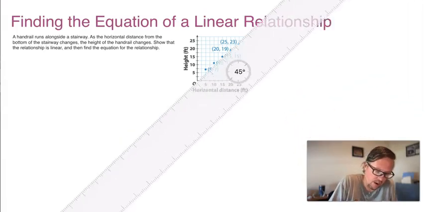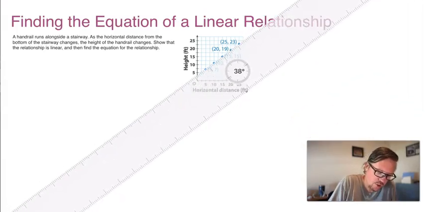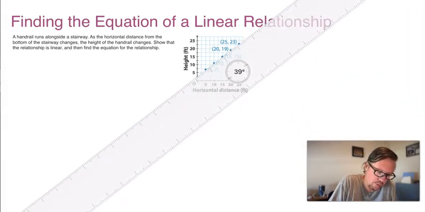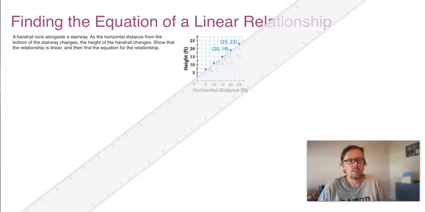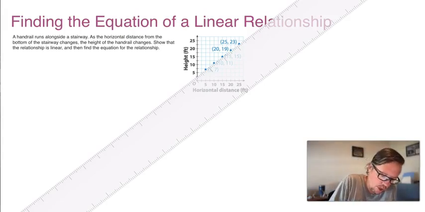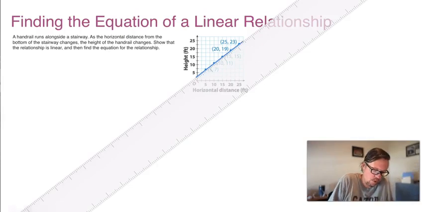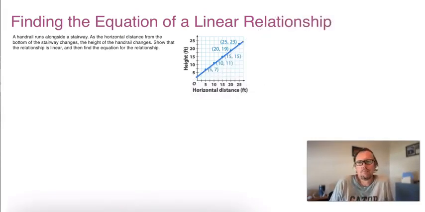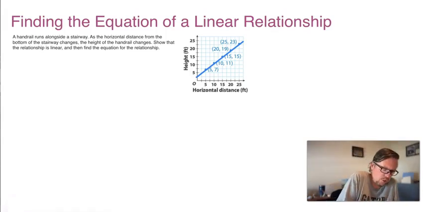Since we've already got the graph, can I draw a straight line with a ruler that goes through all of these points? And you can see if I put my ruler up against these points, very clearly, yes, a straight line would go through all of these points just like that. So yes, this is a linear relationship because a straight line can be drawn through all of the points. So we've already answered the first question.